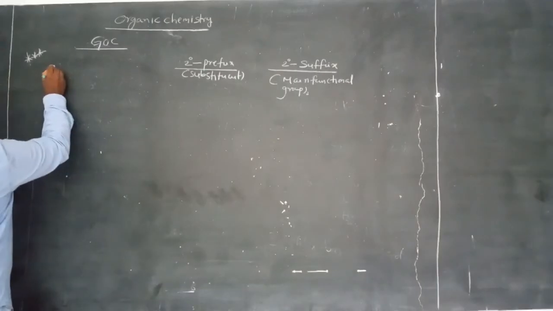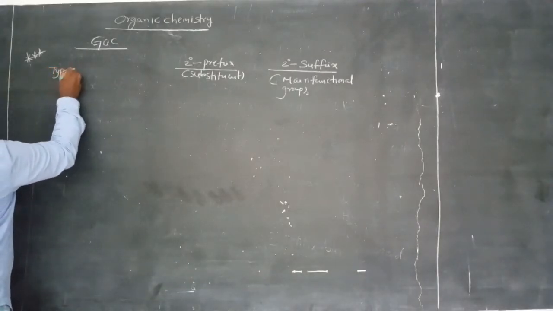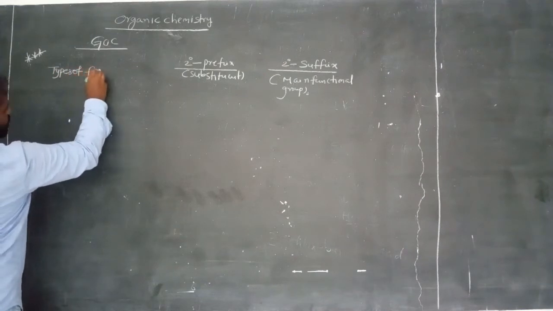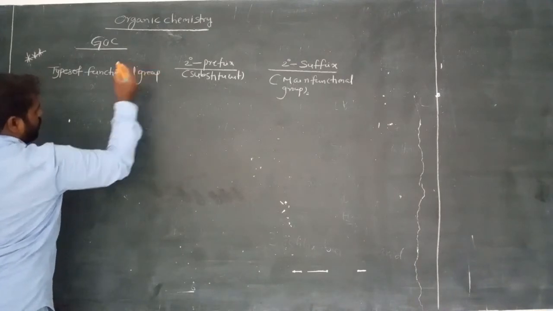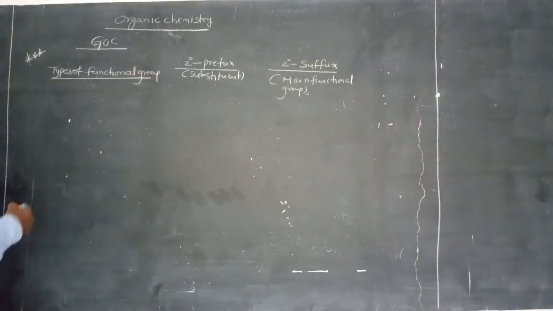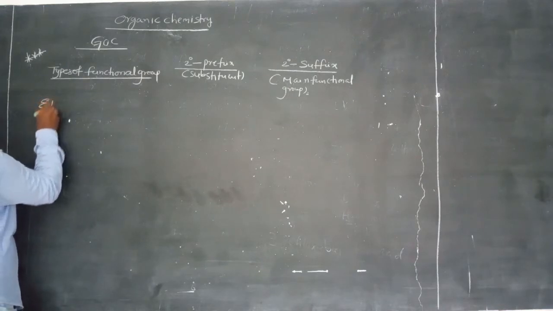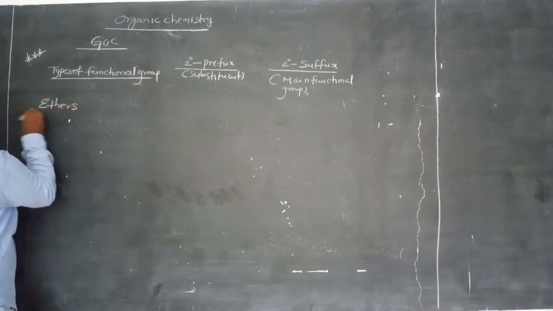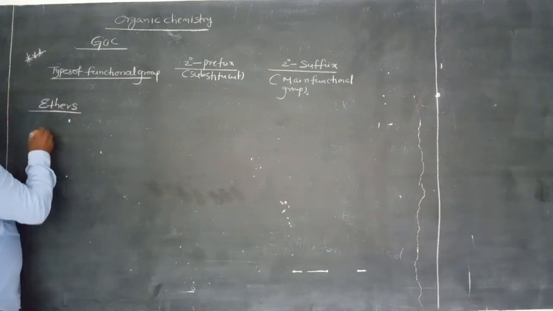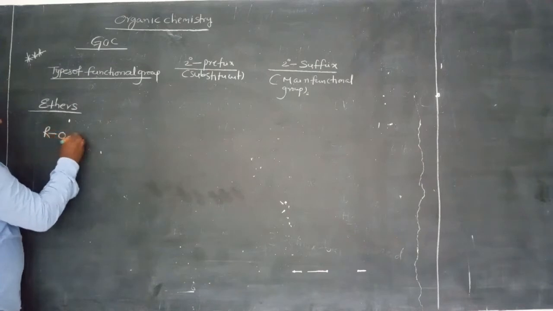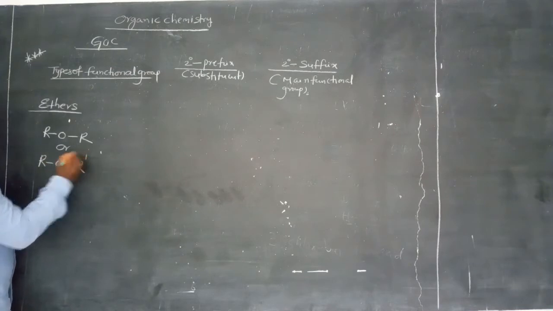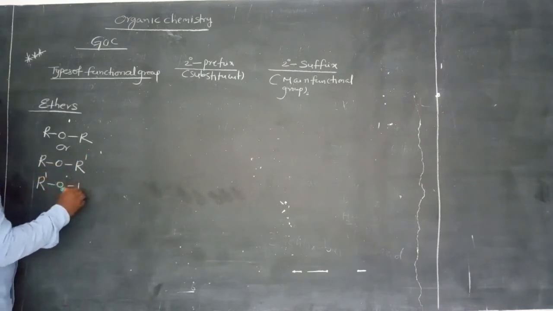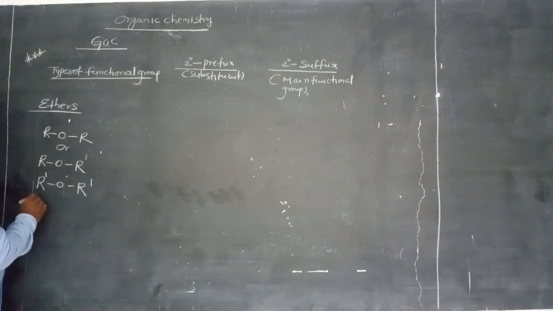I'll keep the heading here. Types of functional group. Next functional group, ethers. Ether is one of the important functional groups. The structure of ether is R, O, R dash, where R dash is called an alkyl group.